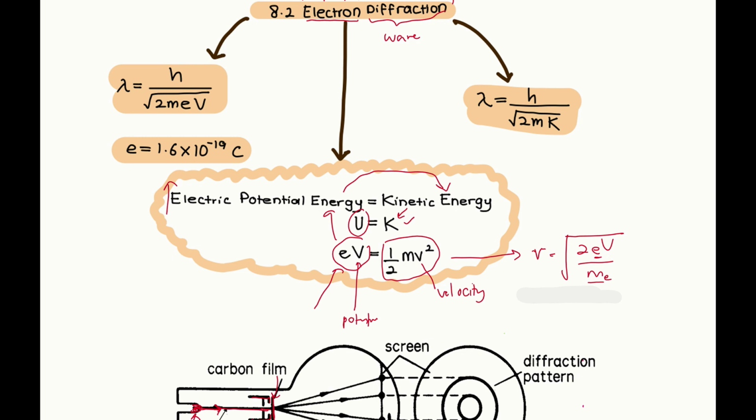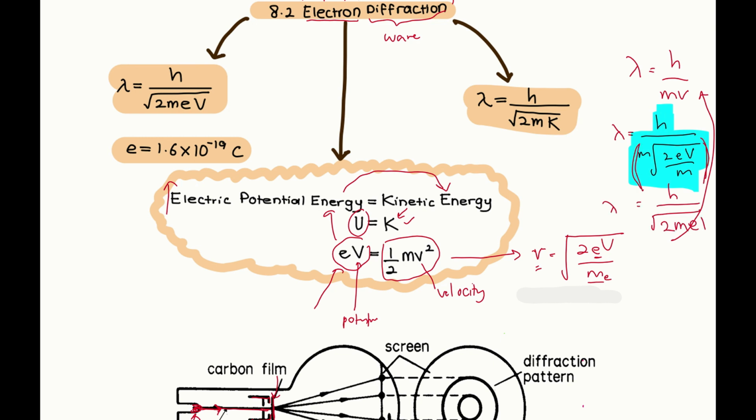Then remember we have the de Broglie wavelength as h over momentum. When you substitute this equation of velocity into this equation, lambda is equal to h over m times the square root of 2eV over m. Then using your knowledge of mathematics, you can simplify this equation, and finally the bottom here will be the square root of 2meV. That is the equation at the bottom. That's how you get this equation.